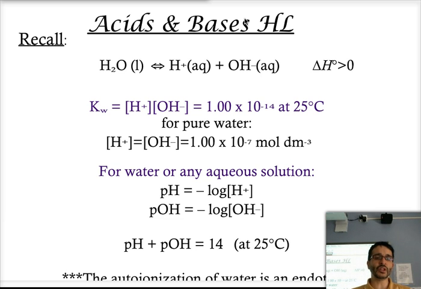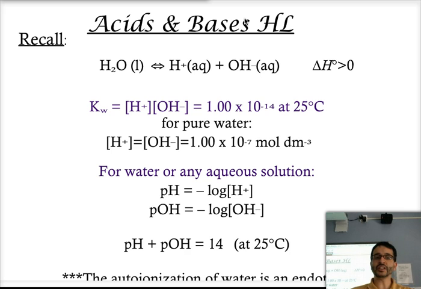If we write the equilibrium for this, because water is a pure liquid, it does not go into the equilibrium constant, and so the equilibrium constant, which we're going to call for the autoionization of water, Kw, takes the form of the concentration of the H plus ion times the concentration of the hydroxide ion. All right, and at 25 degrees Celsius, this is 1.0 times 10 to the negative 14th.